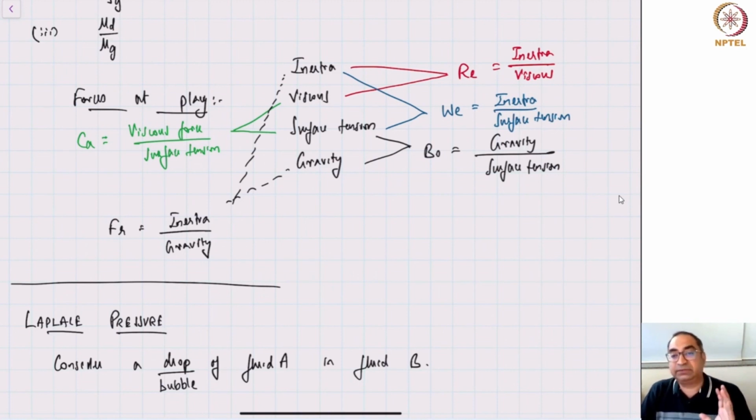And if I take the ratio of these forces, I can come up with various non-dimensional groups. These are not the only non-dimensional groups. Sometimes you may have additional non-dimensional groups that may also be defined. For example, I can think of a number called the Ohnesorge number. We will encounter that later.